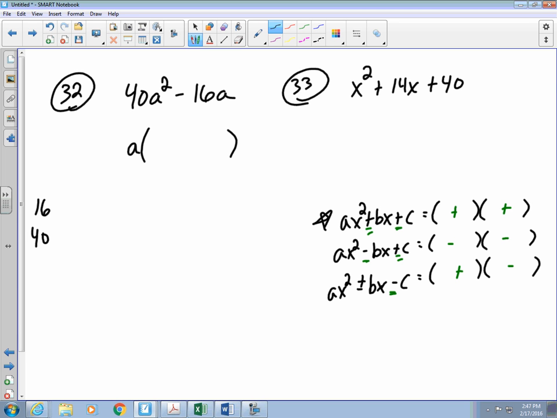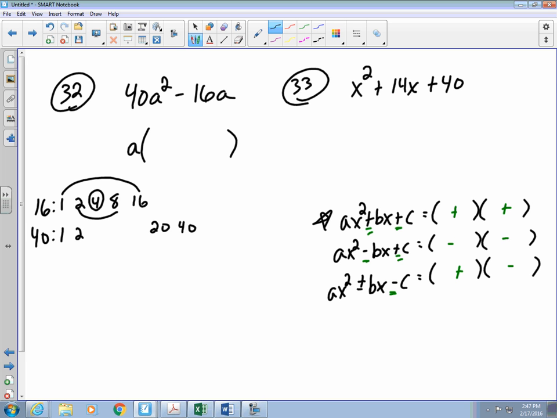common factor between them? A lot of you guys can look at that and just say, well, it's 8. But if you needed to, you just say, well, what two things multiply together to get 16? And if you figure out all those, you're going to get your factors. 1 times 16, 2 times 8, and then 4 times 4. Those are all your factors of 16. You can do the same thing for 40. 1 and 40, 2 and 20.